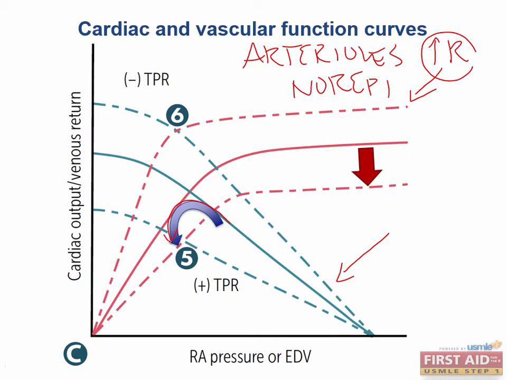Note how this is not actually shifting the curve because the x-axis stays the same. There's no change in the x-intercept, which is our mean systemic pressure. Now, mean systemic pressure does not change when we alter total peripheral resistance because increasing the tone of arterioles does not significantly affect anything about the venous compartment.